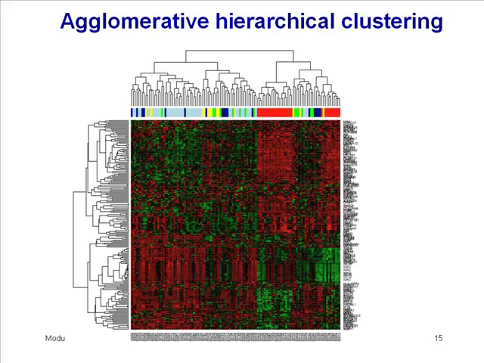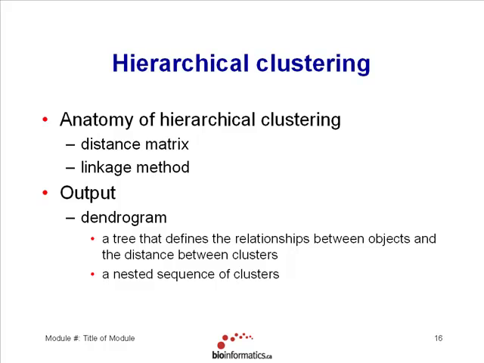So let's talk about agglomerative hierarchical clustering. Everyone has seen these types of heat maps before. As input, we have this data matrix, and essentially what we do is reorder the rows and the columns of this matrix according to a distance metric. So what you need as input is a distance matrix and what we call a linkage method, and I'm going to describe some linkage methods. The output is a tree called a dendrogram that defines the relationships between objects and the distance between the clusters. Essentially it represents a nested sequence of clusters: you start at the leaves of the tree and build it up until you get the full tree.